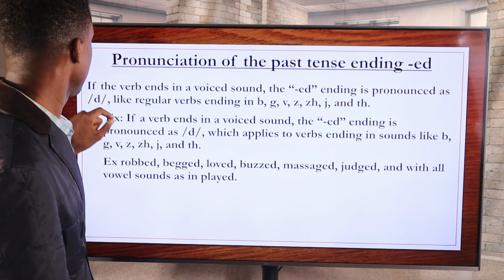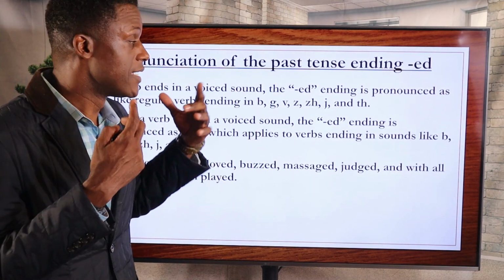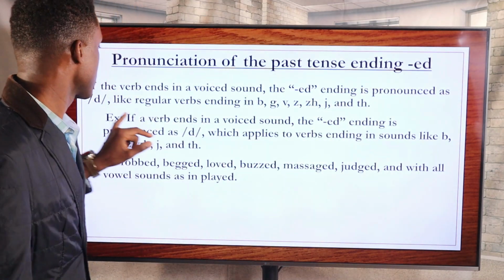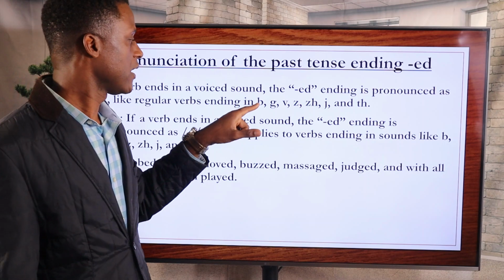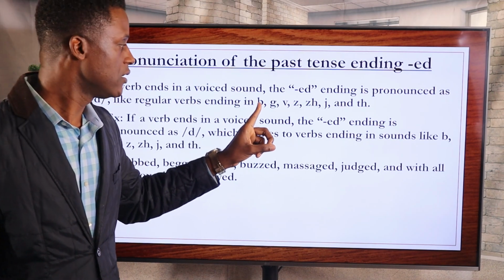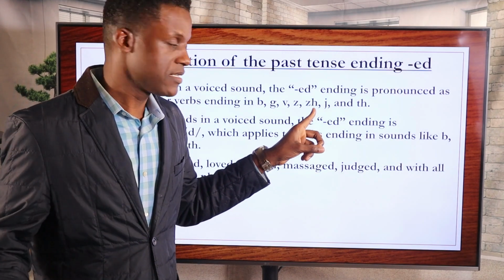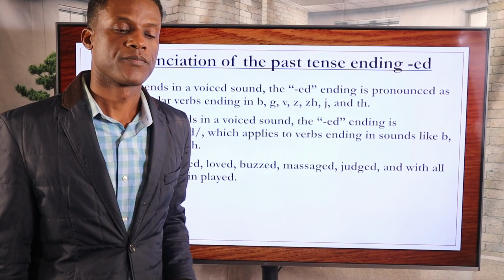Now again, if the verb ends in a voiced sound, then the ed ending is pronounced as D. Like regular verbs ending in B, G, V, Z, ZH, J, and TH.